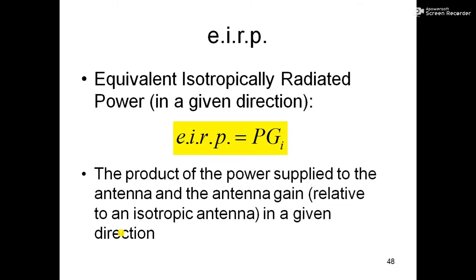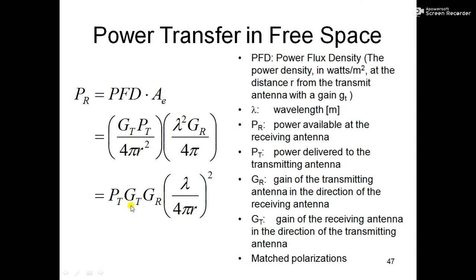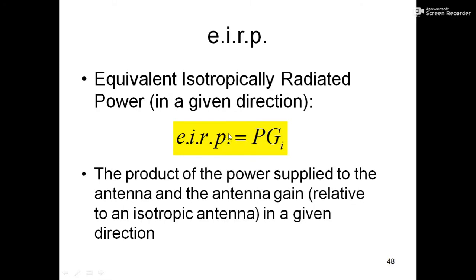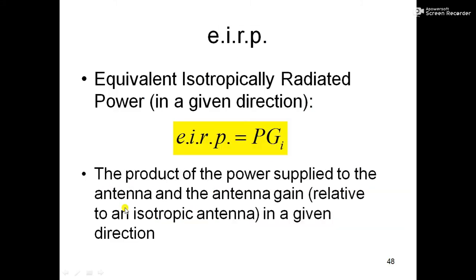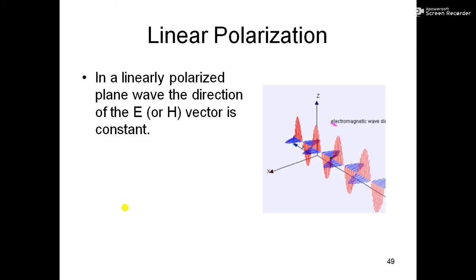So if this gain is G_I, that means the gain is measured with respect to an isotropic antenna. Then we can calculate EIRP equal to P times G_I. So this whole thing, P_T G_T, can be treated as an EIRP. We will see that expression later.